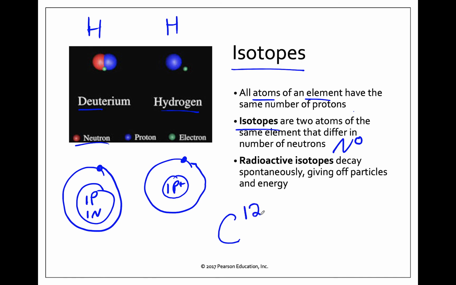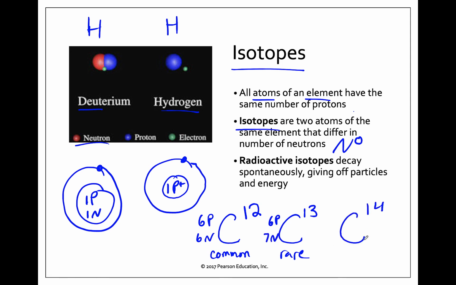This is common with carbon. So carbon-12 is the normal version of carbon. This is very common. It's going to have 6 protons and 6 neutrons. Carbon-13 is a little bit rare. This has 6 protons and 7 neutrons. And then we have carbon-14. This is very rare. This is actually radioactive. And this is going to have 6 protons and 8 neutrons.